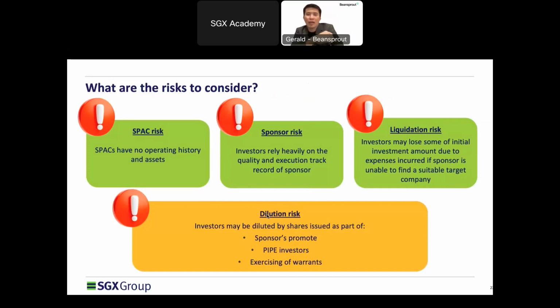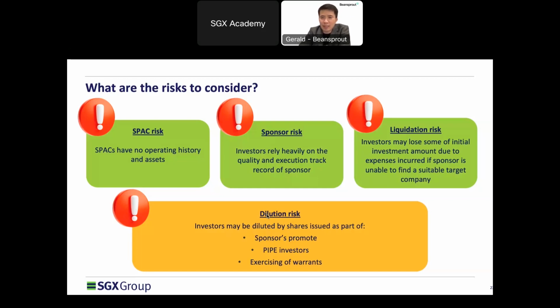Okay, so I talked about the different investment strategies, but also wanted to talk about the different risks to consider. First and foremost, SPACs have no operating history and assets. That is something that is different from most other companies listed on the Singapore Exchange, where we can actually understand the fundamentals and do our analysis from there. Because there's no operating history and assets, a big part of investing in a SPAC will really depend on the quality and the track record of the sponsor.